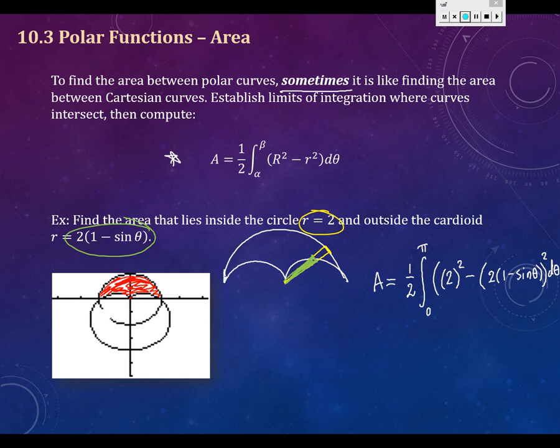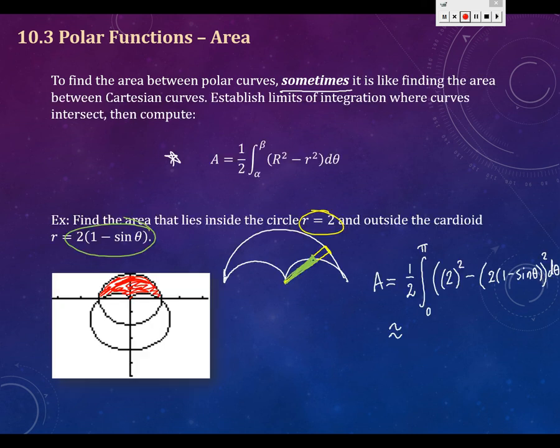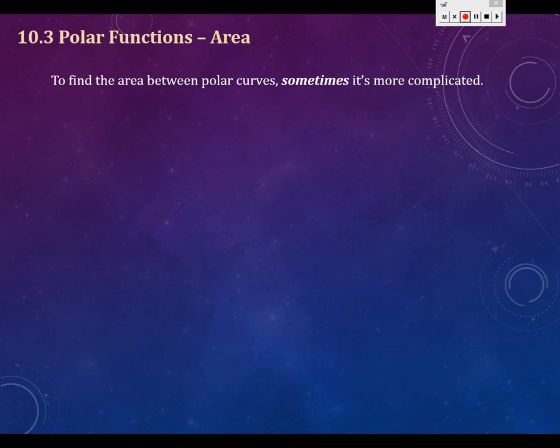But then you would do the same setup. You might go from pi to 2 pi, and you'd have the two functions switched in the way you subtract there, right? Someone can tell me what you get there if you like. I don't know off the top of my head. Does anyone? It's okay if you don't. That's not the important part here.